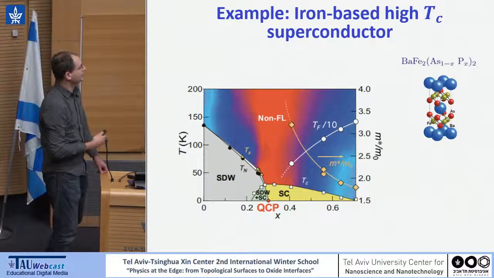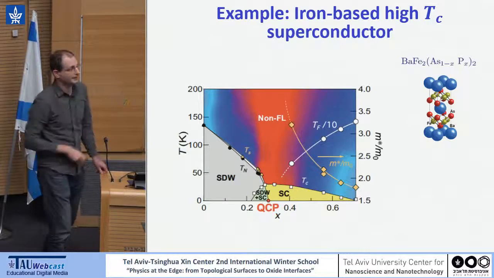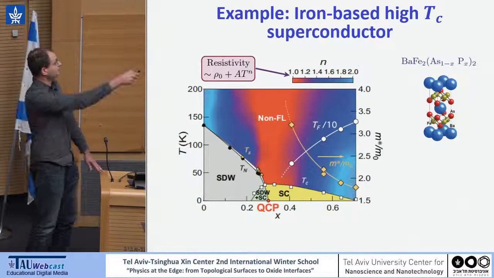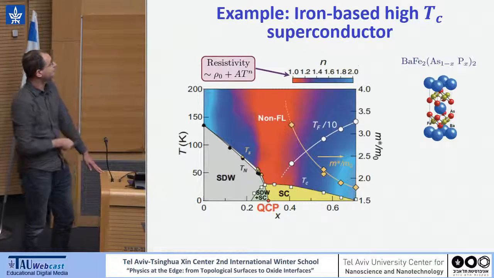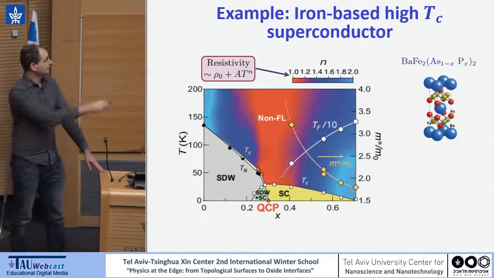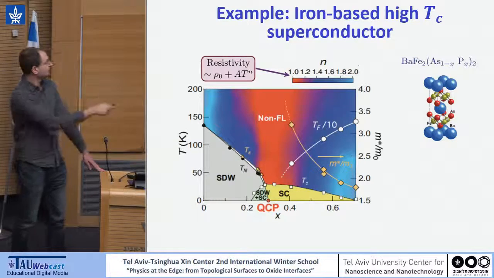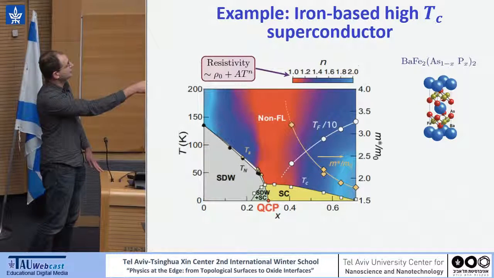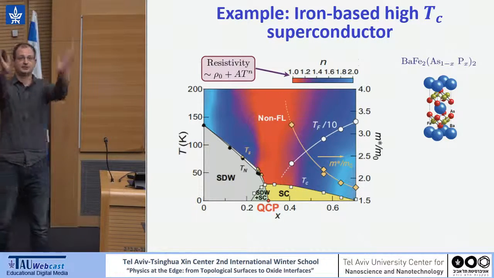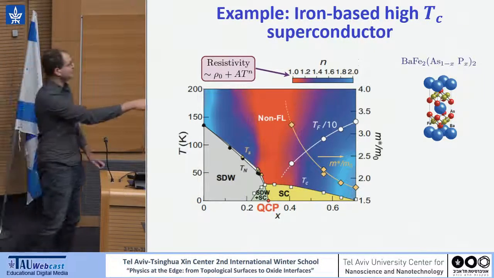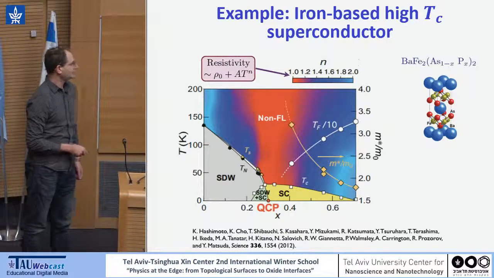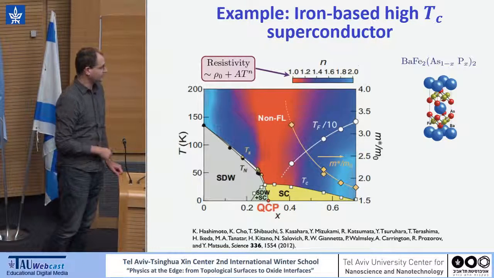Now, what's shown here on top of that is a color scale. That's the exponent of the resistivity as a function of temperature. So they fit it basically to this form: the resistivity is some constant plus A times T to the power N. And it's this power that's shown here. So it changes from blue, which is close to 2, to red in this quantum critical fan, in this fan-shaped region that seems to emanate from the vicinity of this putative quantum critical point. Okay, so this is a work by Matsuda's group.